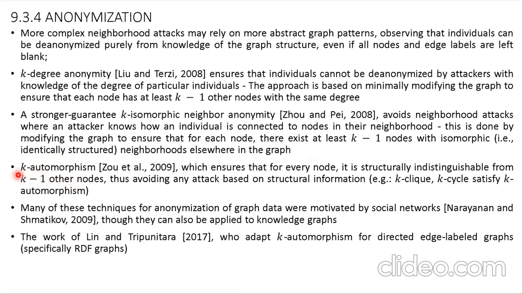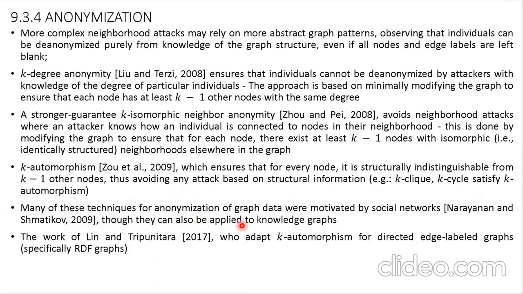The last but not least is k-automorphism, proposed by Zou and his colleagues, ensuring that every node is structurally indistinguishable from k minus 1 other nodes, thus avoiding any attack based on structural information. For example, a k-clique or a k-cycle satisfies k-automorphism. These approaches only protect against attackers with knowledge of bounded neighborhoods.